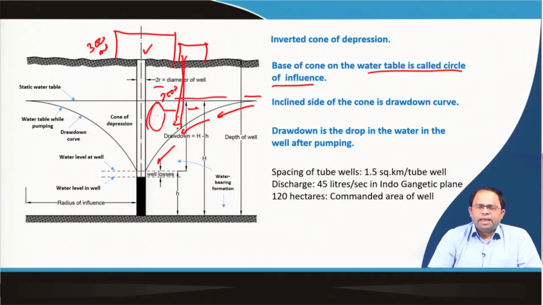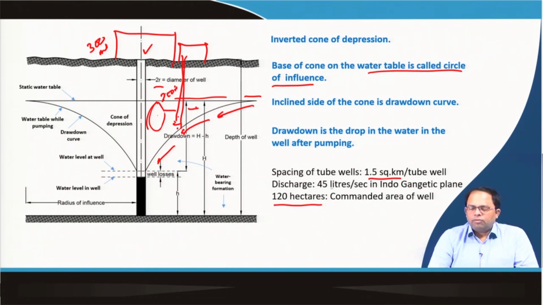Some rules are already there, but that at certain places you cannot have too many deep tube wells in one project. There has to be a certain distance between the deep tube wells. Some of these are like 1.5 square kilometers per deep tube well. So this is the distance or spacing between deep tube wells. You can say this is the command area of deep tube wells, or 120 hectares could be called the command area of the deep tube wells.